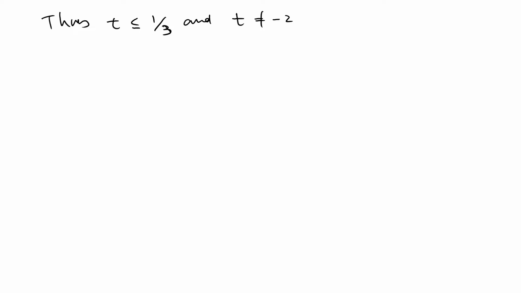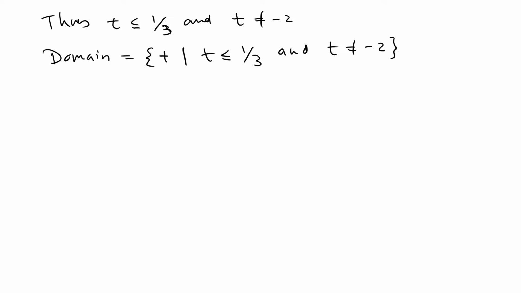So the domain is t such that t is less than or equal to 1/3 and t is not equal to negative 2. So that's how we write it. You have to write "and" there. It's not "or", it's "and". We satisfy both conditions, and means both.